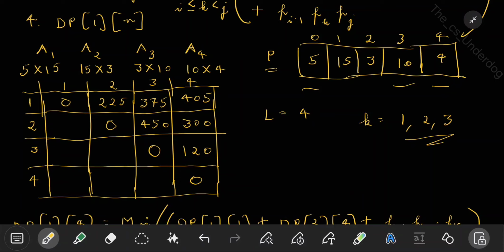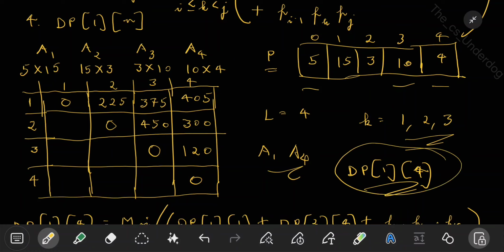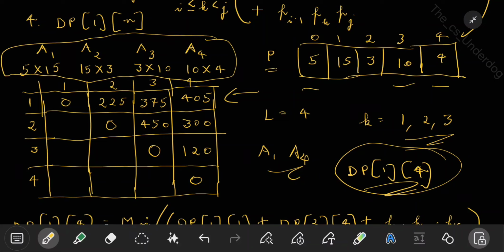I told you whichever is the value at the top right block, that will be the final answer. That is, the minimum number of scalar multiplications required to multiply matrices from A1 to A4 will be present in the block DP14. So whenever you reach the block at the top right corner, that is when you find the final solution. So here 405 is the minimum number of scalar multiplications using which you can multiply these four matrices A1, A2, A3, A4 if the dimensions are as given below.